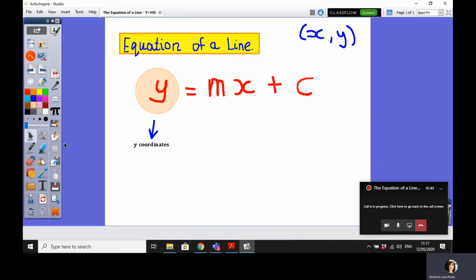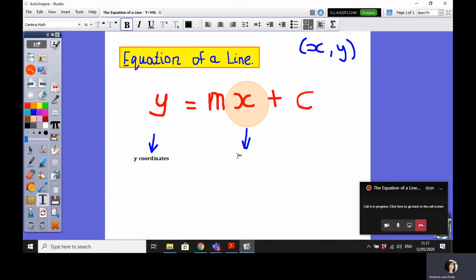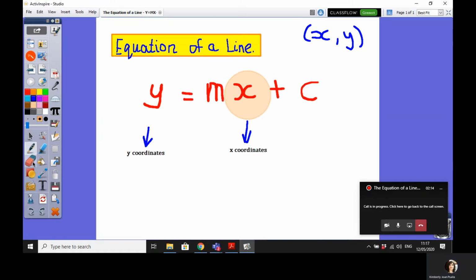Now, let me skip m and c for now. What about this x? What do you think this x means? This x represents the x coordinate of a point. So here our x represents our x coordinates. Those two we have already seen in previous examples. Now, the new ones are m and c. Let me start with m.